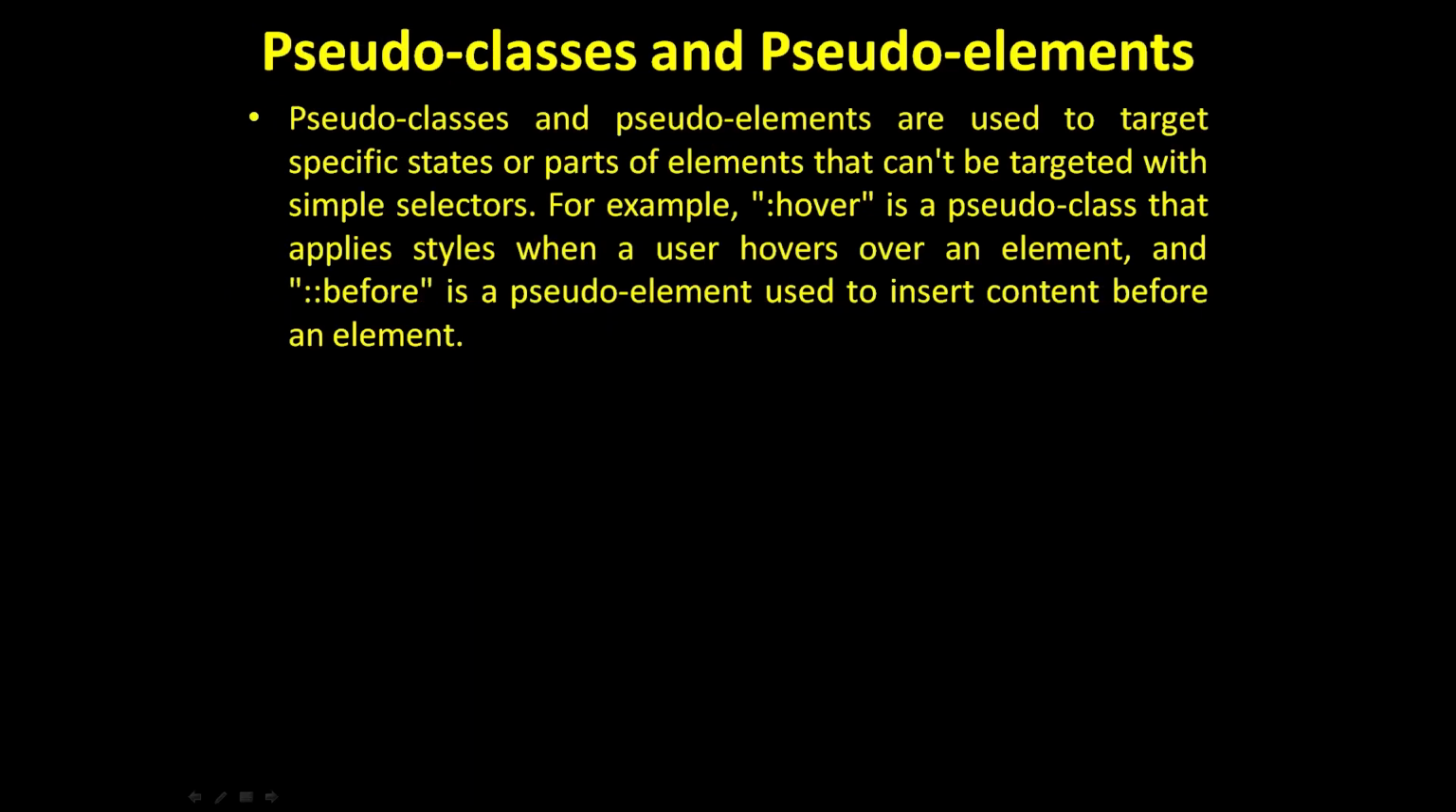Next one is pseudo classes and pseudo elements. Pseudo classes and pseudo elements are used to target specific states or parts of elements that cannot be targeted with simple selectors. For example, hover is a pseudo class that applies styles whenever the user hovers over an element, and double colon before is a pseudo element which is used to insert content before an element.